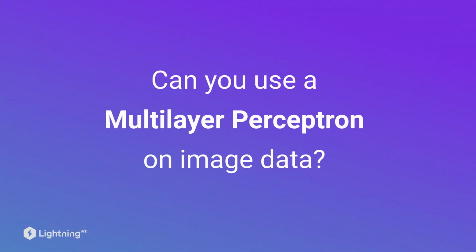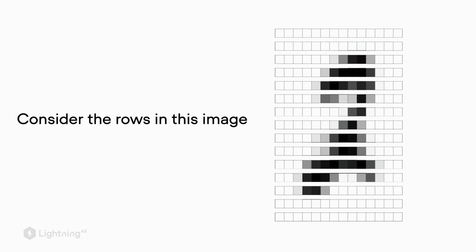So before we go deeper into convolutions, let's talk a little bit about image data and its challenges. And we start with a question. The question is, can we actually use multilayer perceptrons on image data? The answer is yes. So here we have a grayscale image with 14 × 14 pixels. And we will shrink this image a little bit to make it better fit onto the slide.